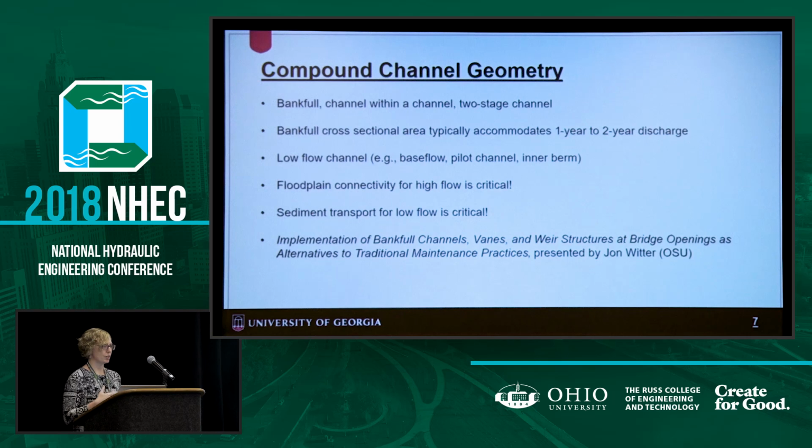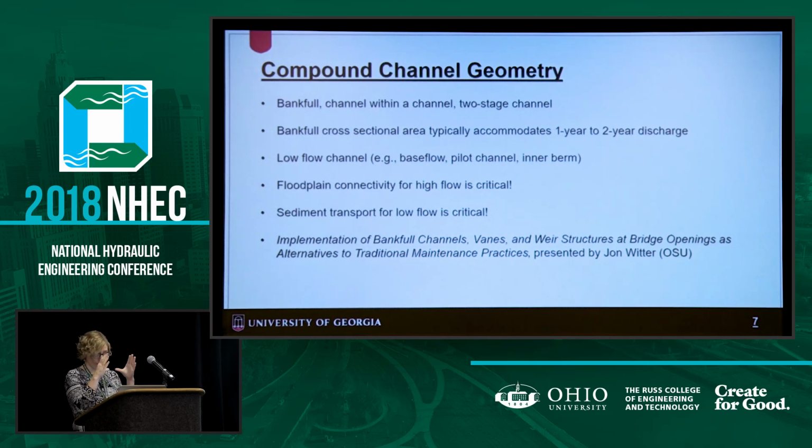So compound channel geometry, the first thing that should come to mind is a bankfull, sometimes also called a channel within a channel, or a two-stage channel. Just a hands up, how many people have used bankfull or are familiar with bankfull already? Great, so glad. Okay, so review. This typically accommodates the 1 to 2 year discharge. Roadway hydraulic engineers were used to designing things for 10-year, 25-year, so we need to sort of wrap our heads around dealing with the 1 and 2 year, because it matters.